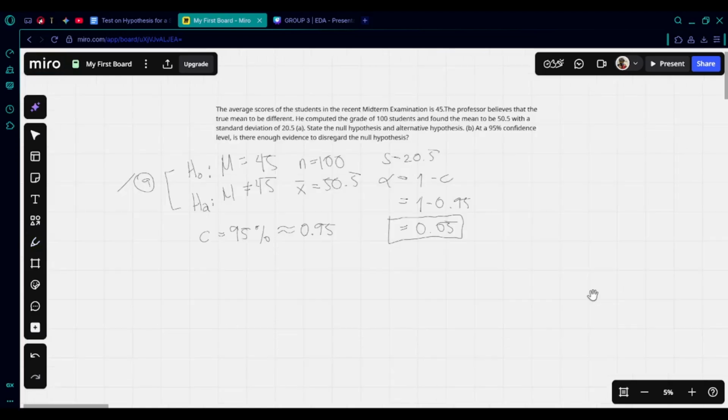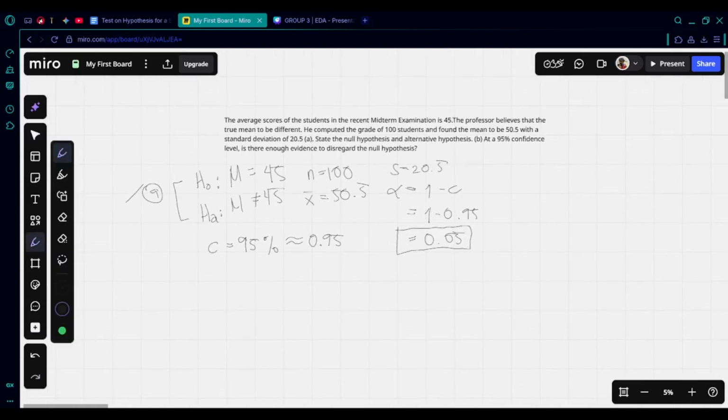So, the next step that we will do, based on what I discussed a while ago, the second step, is to determine the test statistic that we will use. Sabi, kapag daw ang n is greater than or equal to 30, we will use the z-test.